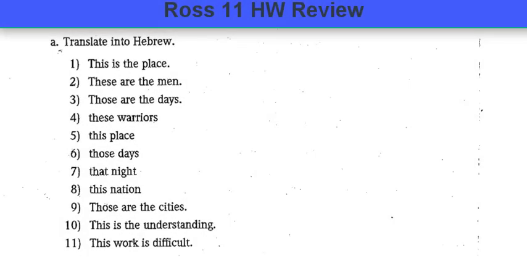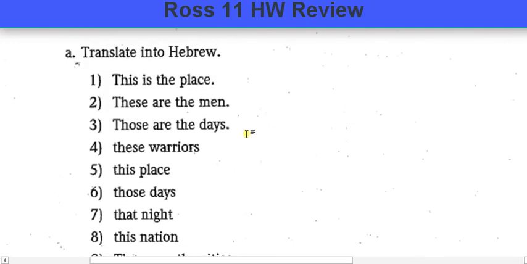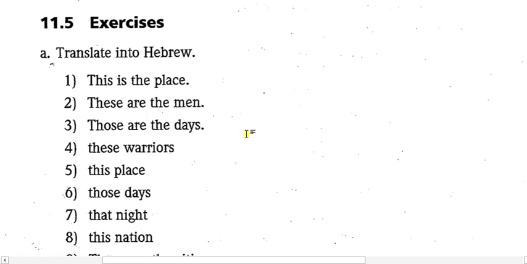So, homework for Ross chapter 11. I think I had you do the translating into Hebrew section here. So 11.5 section A. Let's see if there are any questions about these. I'm happy to go through any of these answers, work any of the problems.